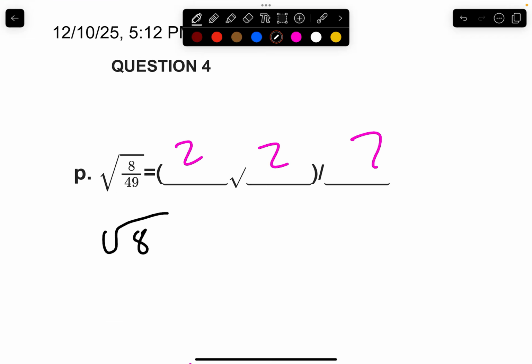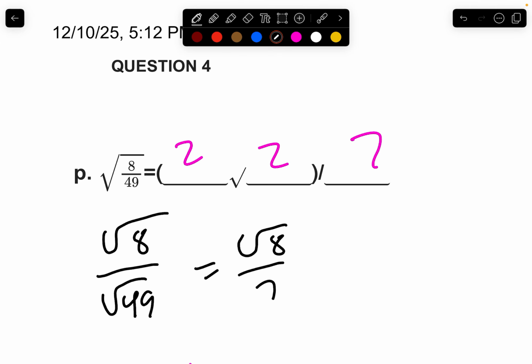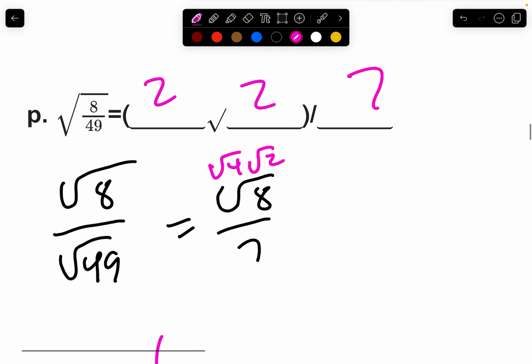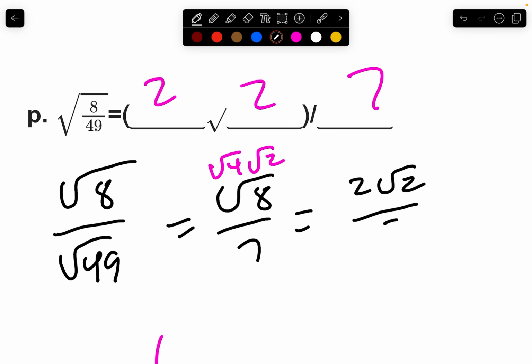This is the same as root 8 over root 49. Root 49 is just 7. Root 8 is root 4 times root 2. So the square root of 4 is whole number 2. We have a root 2, and we have a 7 on bottom.